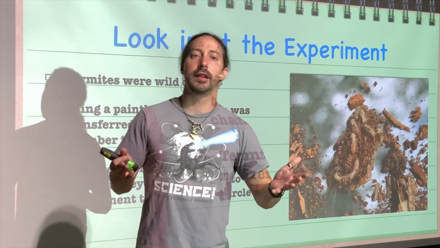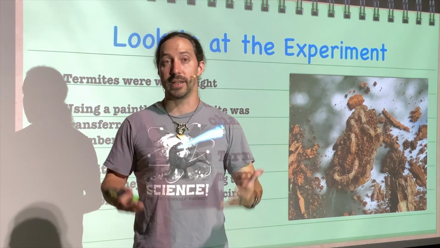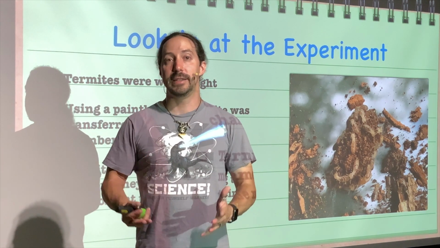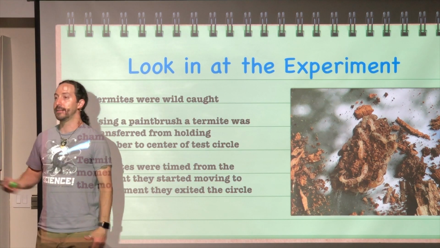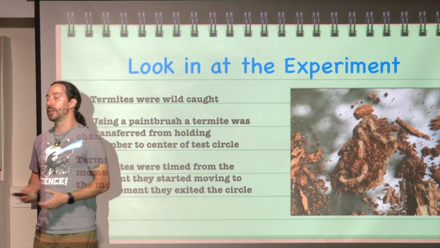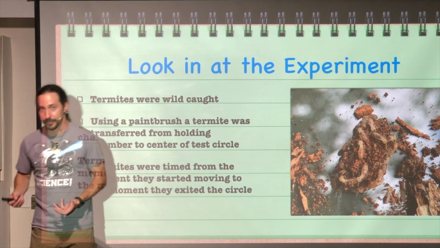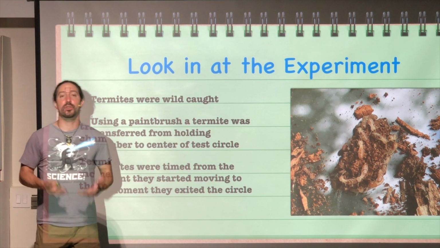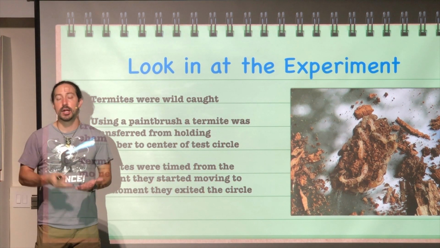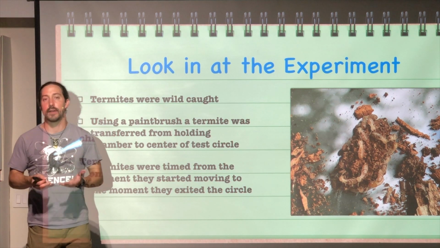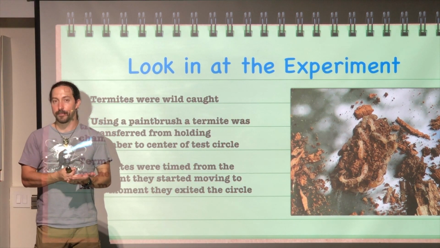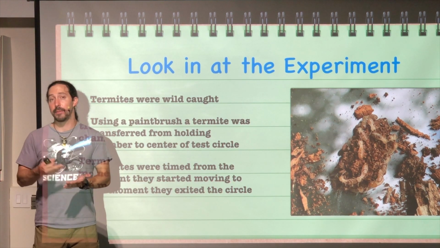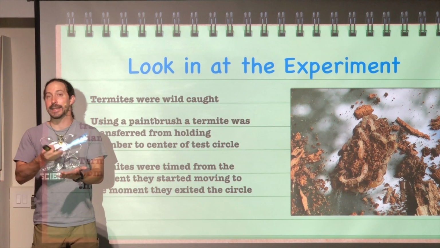So the first thing I needed to do to actually study this is I had to capture termites. I did that by going out into the woods, breaking open some logs, and gathering termites. I then put them into a small petri dish. The goal was to transfer them onto a piece of paper. The piece of paper was going to have either a circle that was filled in entirely with pencil, or I would place them in the middle of a circle that was filled with first pencil and then secondly ink.